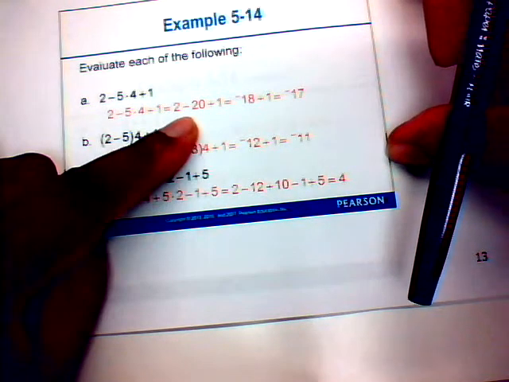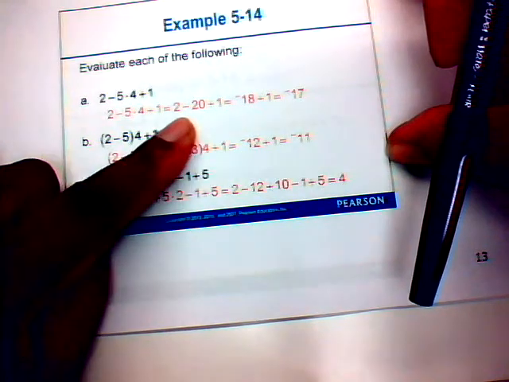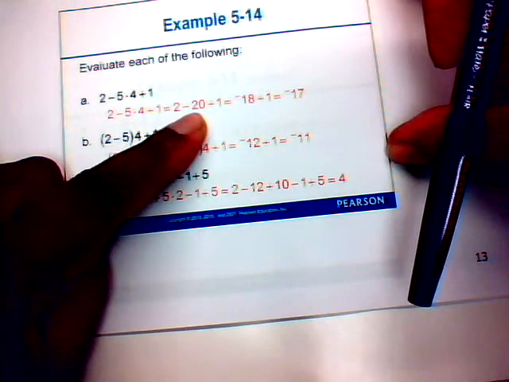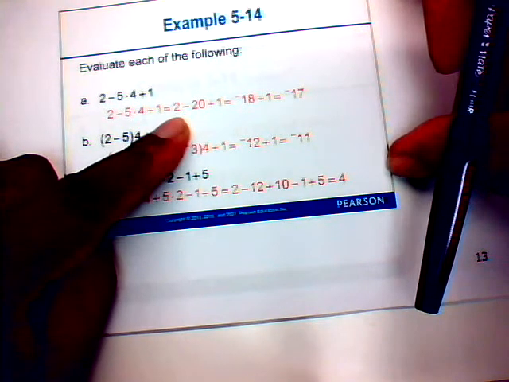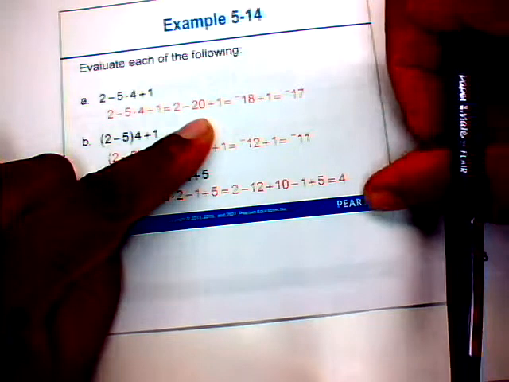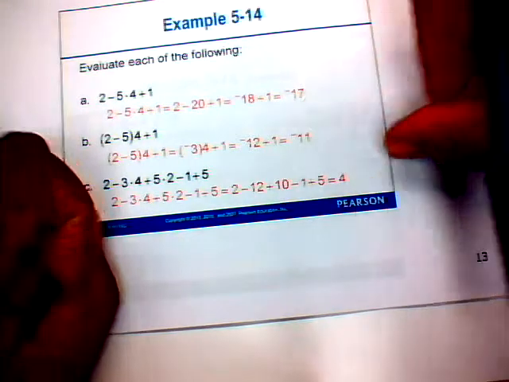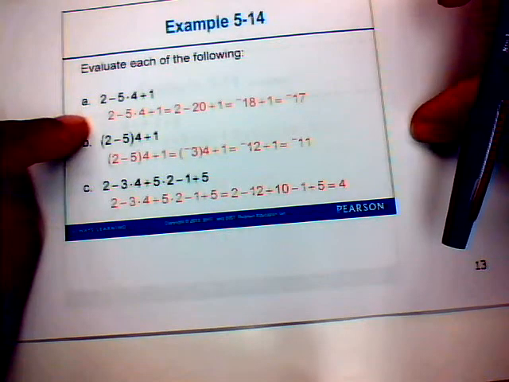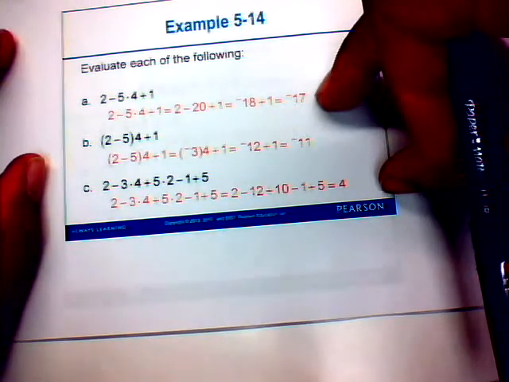Now we only have addition and subtraction, but we do the subtraction first because that comes first in the order from left to right. 2 minus 20 is negative 18. Then negative 18 plus 1 will give you negative 17. So the answer to that expression is negative 17.